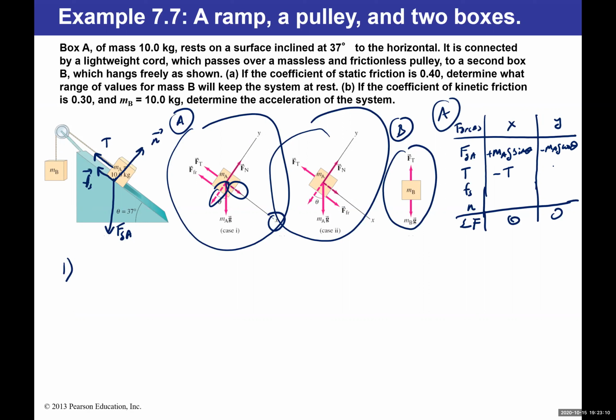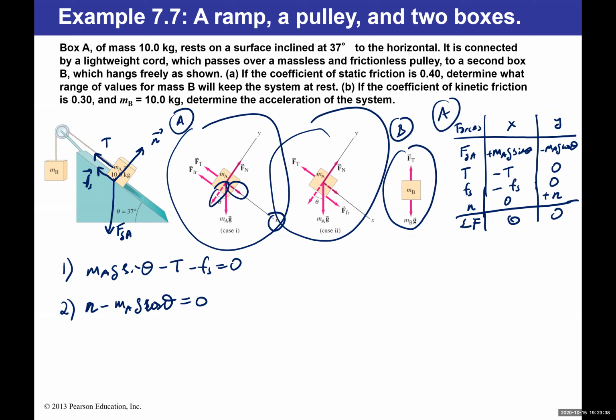Tension then is negative T and 0. Static friction is negative F of S and 0. Normal force is 0, then plus N. Then what we end up with is this. So equation 1: m_A g sine of theta minus tension minus static friction equals 0. And equation 2 basically gives me normal force minus m_A g cosine of theta equals 0.